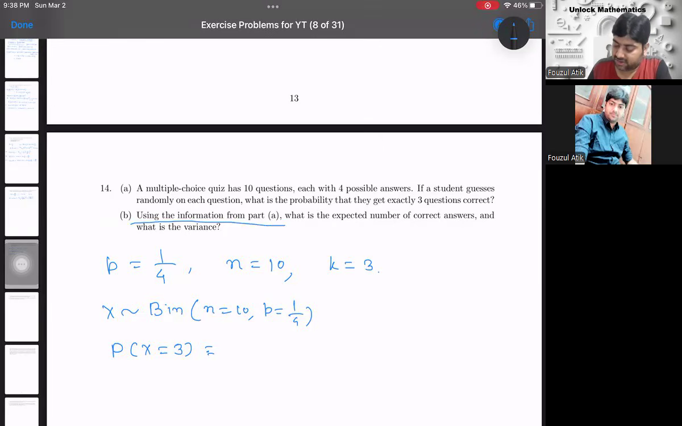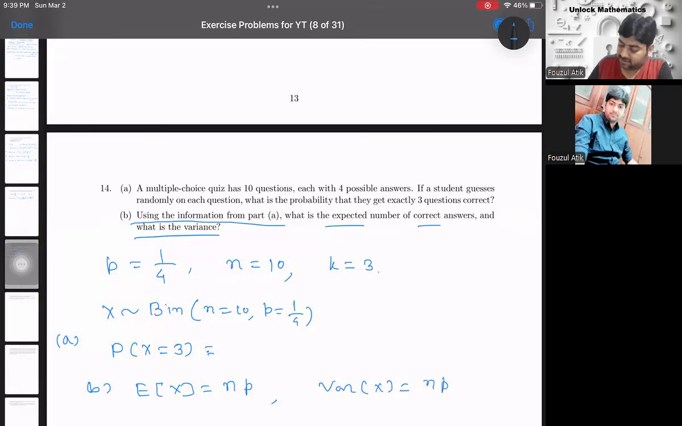Using the information from part A, what is the expected number of correct answers and what is the variance? Again, we know the expectation and the variance. Part A was this: the expectation of X is N into P and the variance is NPQ, or NP into 1 minus P. So just put them in the formula and you'll get the answer. All these 3 problems we have done follow the binomial random variable.